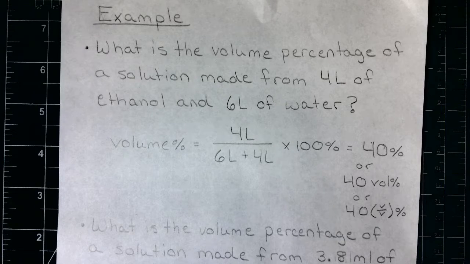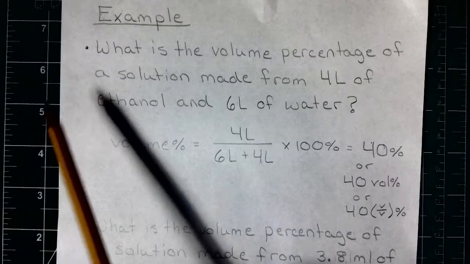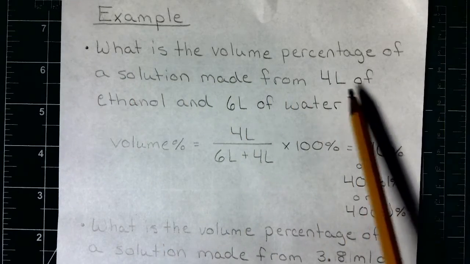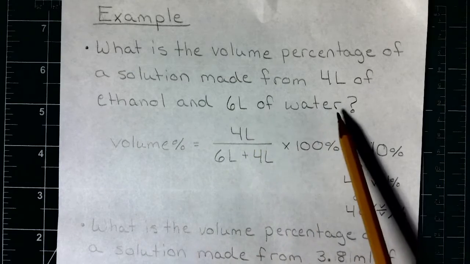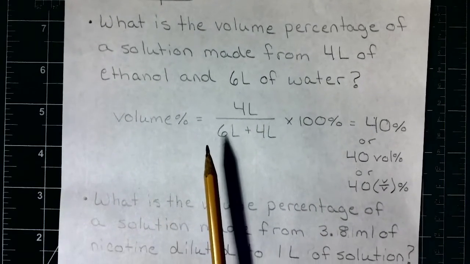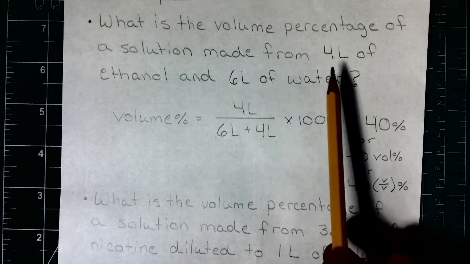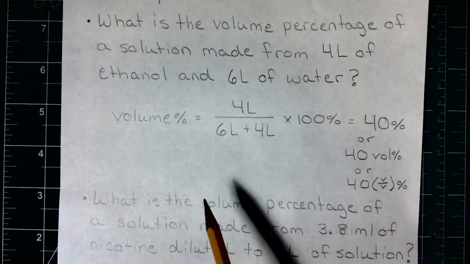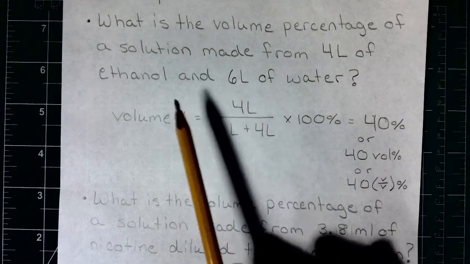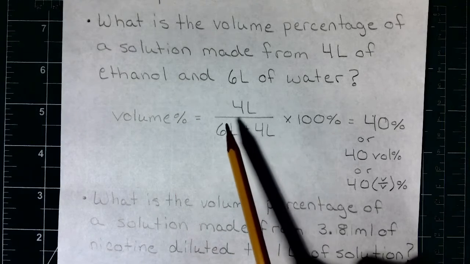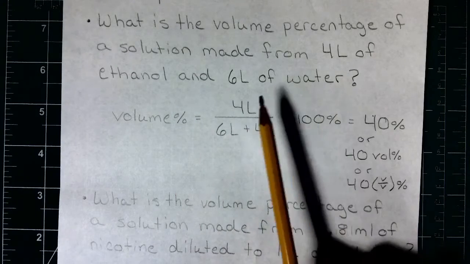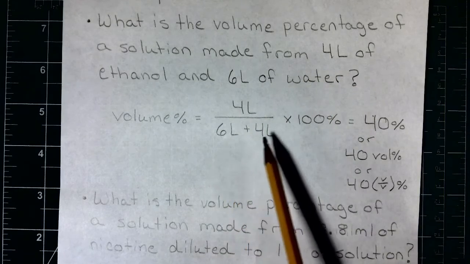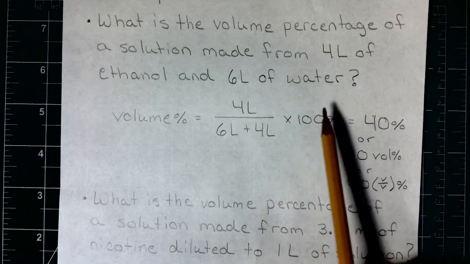So now let's take a look at volume percentage. In this example, we're asked what is the volume percentage of a solution made up from 4 liters of ethanol and 6 liters of water. Again, we need to take our solute, so the less abundant of the two components, which in this case is going to be our ethanol, and then we need to divide that by the total volume that we have. So that would be our 6 liters of water plus our 4 liters of ethanol, and we multiply that by 100%.